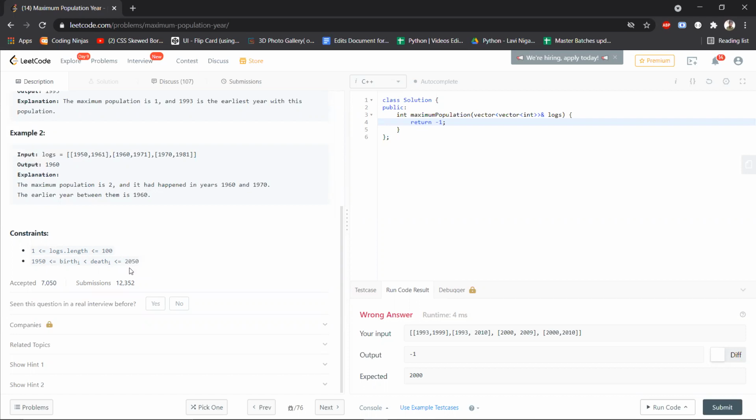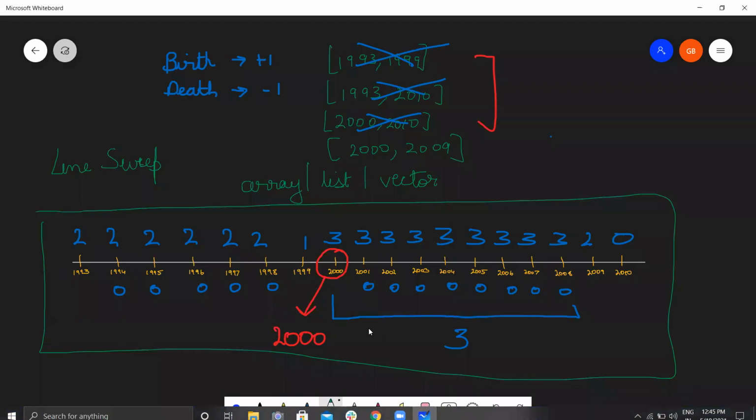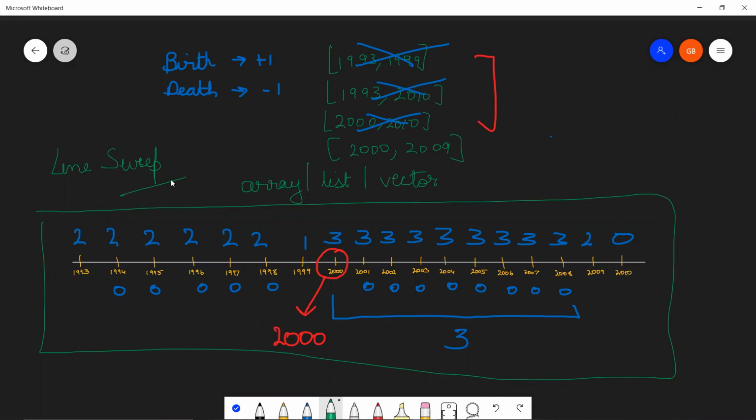So that's how you will find your answer and you got to learn a new algorithm, which is the line sweep algorithm over here, right? We are maintaining an imaginary array and we get our answer from this. So I hope this was clear.